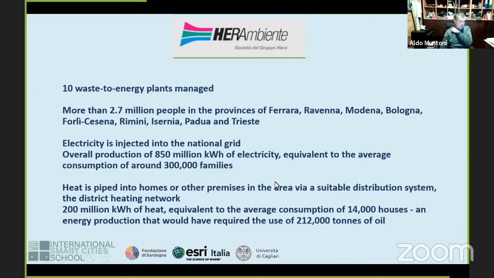Okay, and the heat is piped into the homes and to the hospitals, so they do not produce only electricity but also steam, which is used to heat a lot of houses. You can see here the 2 million kilowatt hours of heat, which are equivalent to the average need of 14,000 houses. And I agree with this, that for the same number of houses, we should burn more than 200,000 tons of oil.